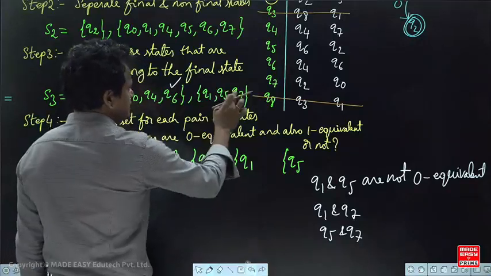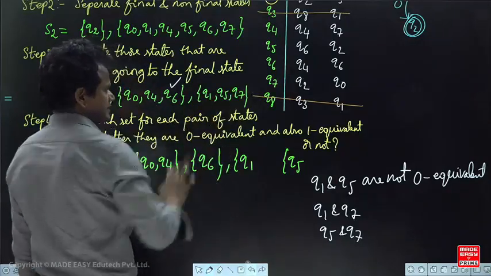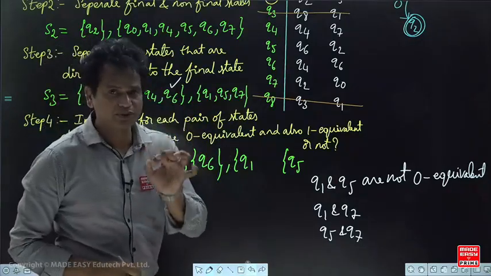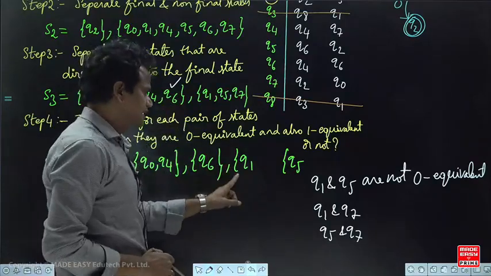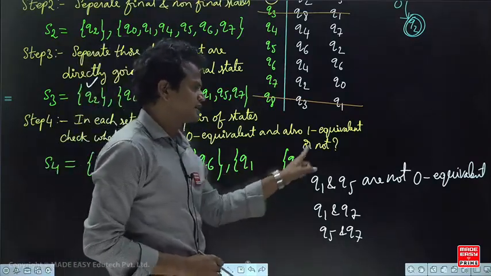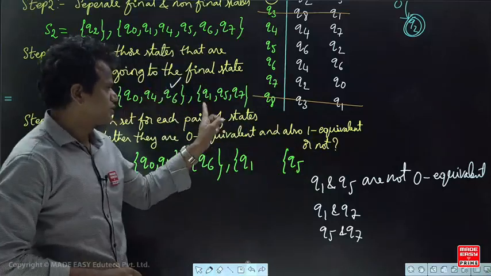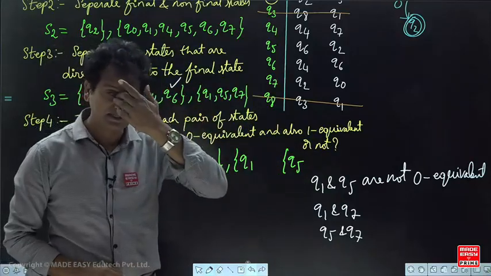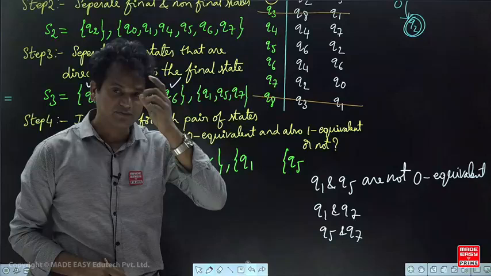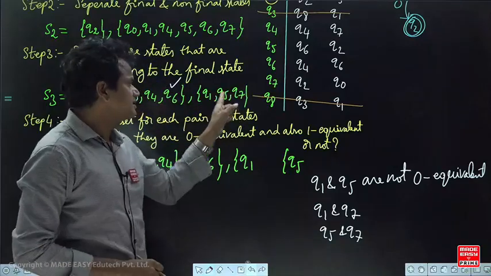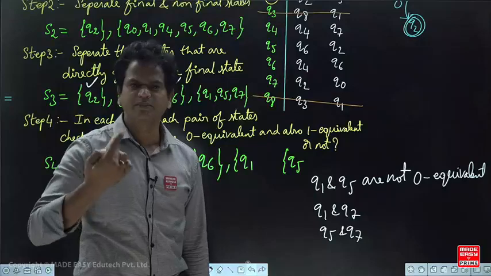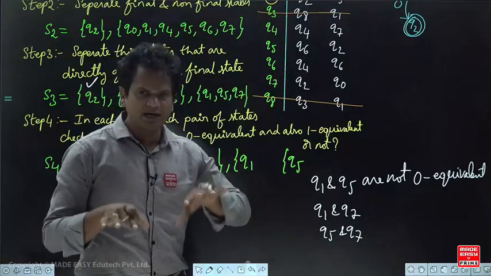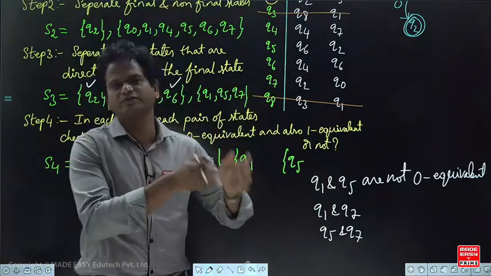Now check Q1 and Q7. Suppose Q1 and Q7 also not equal, then don't write Q1 separately, Q5 separately, Q7 separately. If Q1, Q7 also not equal, then check Q5, Q7. They both may be equal. If they are also not equal, then you separate Q1, Q5, Q7.